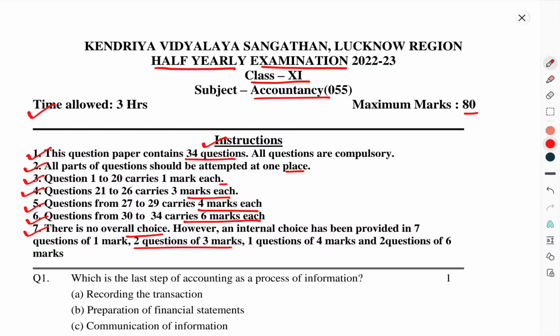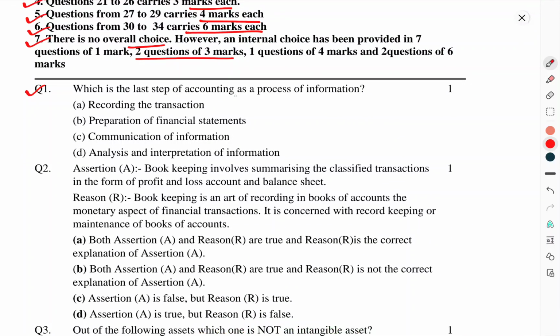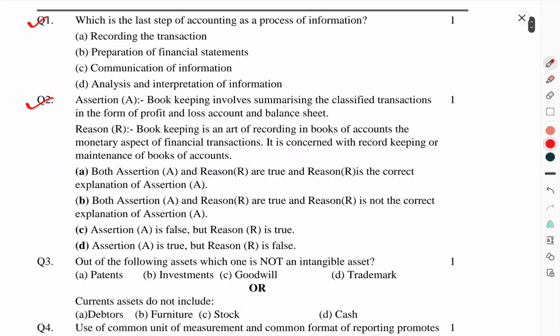Let's start. First of all, this one, which is the last step of accounting as a process of information. Question number 2, assertion and reason. Bookkeeping involves summarizing and classifying transactions in the form of profit and loss account and the balance sheet. Bookkeeping is an art of recording in books of accounts the monetary aspect of financial transactions. It is concerned with record keeping or the maintenance of the books of accounts.